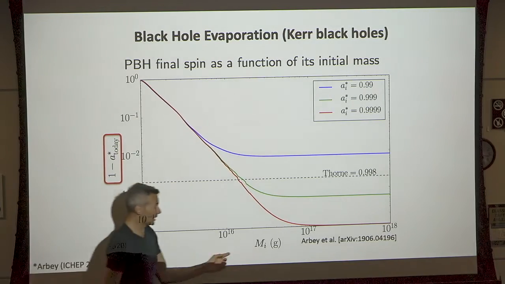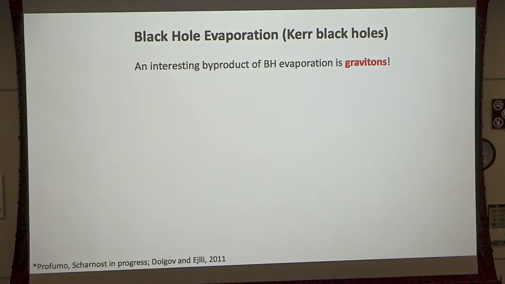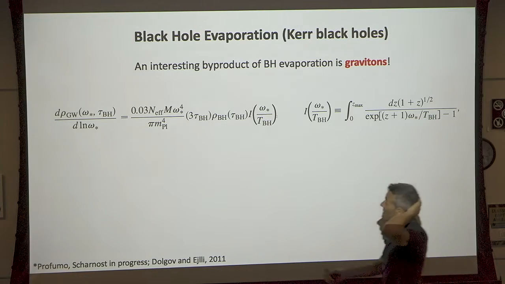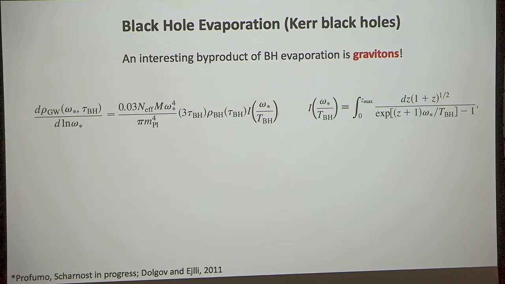Okay, so this kind of depends on the mass, but black holes today might still be spinning, and so it is relevant to think about the phenomenology of spinning black holes. So what I was going to mention is that an interesting byproduct of black hole evaporations, especially those that carry spin, is gravitons. All right, so gravitons are perfectly kosher spin 2 particles that you can calculate the gray body factors for. And in fact, this was done back in 2011 by Dolgov and Agili. And the calculation is fairly simple. The calculation is also very interesting because emitting gravitons means that you're producing gravitational waves. Okay, that's exactly the same statement.